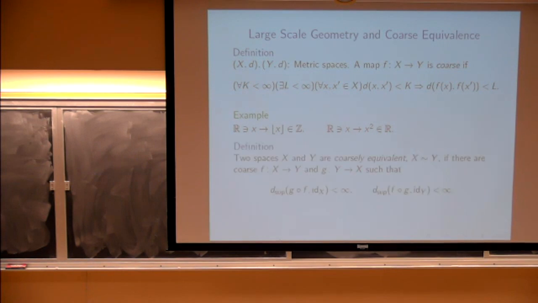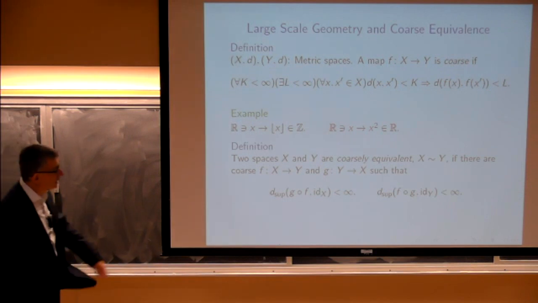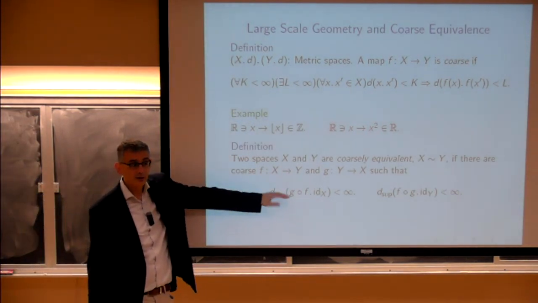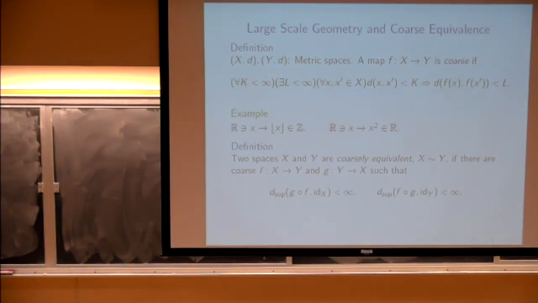Two spaces are coarsely equivalent if there are coarse maps from one to the other and one going back, so that their composition is not the identity, but it's not too far from the identity. Uniformly, it is not too far. So we have a category of metric spaces with slightly different morphisms. Let's look at the first example.